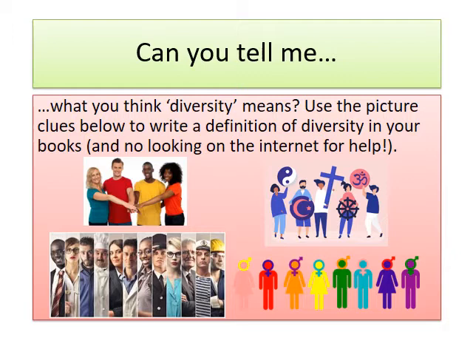So in the top left hand corner we've got a white couple and a black couple putting their hands together to show that they're part of a friendship group. Then in the bottom left hand corner we've got different types of jobs which different people are doing. And then in the top right hand corner we've got people holding up different religious symbols. And then in the bottom right hand corner we've got people with different genders attached to the image of themselves. So pause the video here and complete that task for me, please.